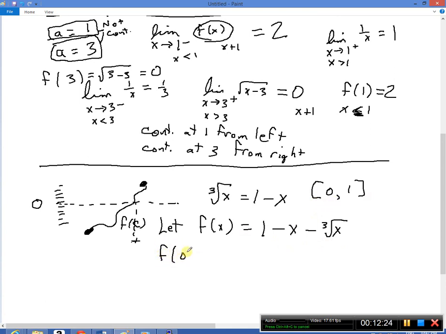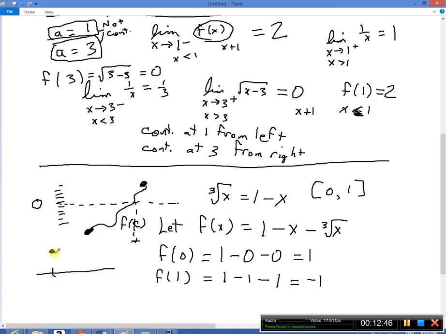Notice that f(0) is 1 minus 0 minus 0 equals 1. f(1) is 1 minus 1 minus the cube root of 1, which is negative 1. So the picture here is that at 0, you're getting a value of 1. At 1, you're getting a value of negative 1. So this function f, which is this complicated thing, I don't want to graph it, I don't have to. It's continuous and it goes from here to here somehow.